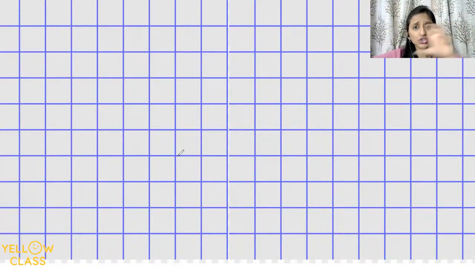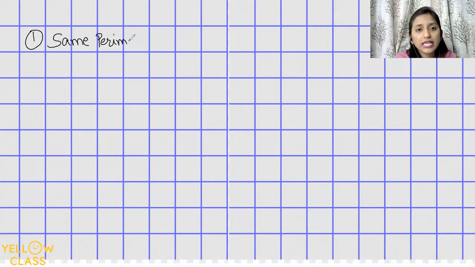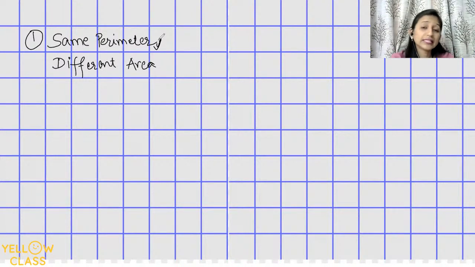The first task is we will draw 2 shapes. The condition for those 2 shapes is that they should have the same perimeter but different area. So we have to draw 2 different shapes whose perimeter is the same, but area may be different. One thing we have to keep in mind is that their perimeter should be the same. Perimeter is like moving along the boundary. Okay, so let's try out.